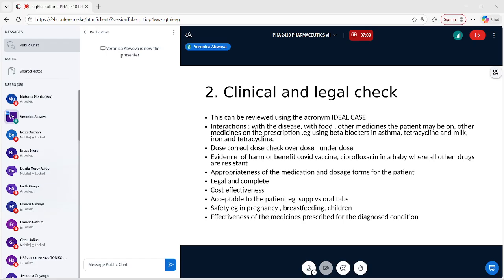Then we talked about the dose. Ensure that for the indication, for the condition that the patient is being treated, the dose is correct, okay? Check for evidence of harm or benefit. Ensure that the drug is not going to cause harm to the patient, okay? For instance, something like, you must know thalidomide.